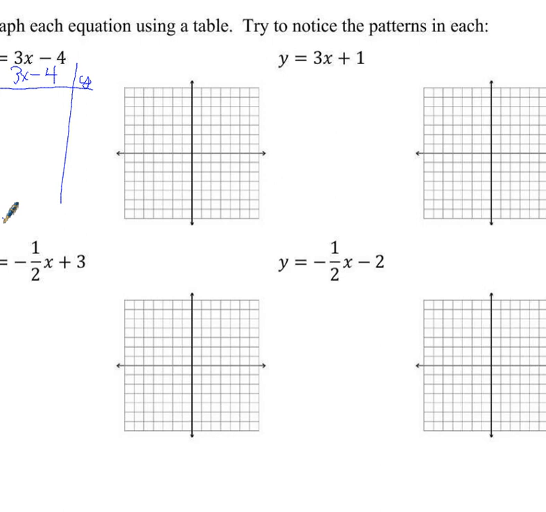Slope-intercept form removes the need for us to do this. So it is really nice when you figure out that pattern and you can use that pattern to graph every time. You don't have to use the table anymore. So try to learn this pattern.